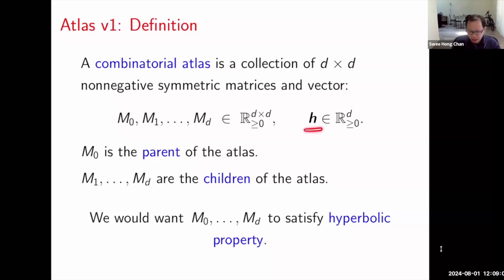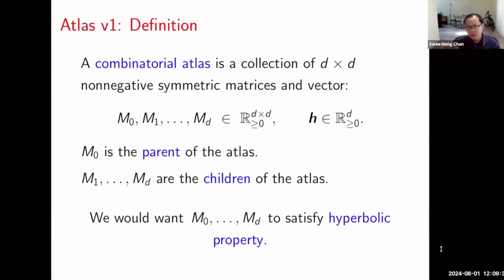And it also comes with a vector H. This vector will be fixed. We will see what it is used for later. This vector will also be non-negative. We'll also have some combinatorial interpretation. In general, we will call M0 the parent of the atlas, and M1, M2 up to MD will be the children. And we'll see how they interact.